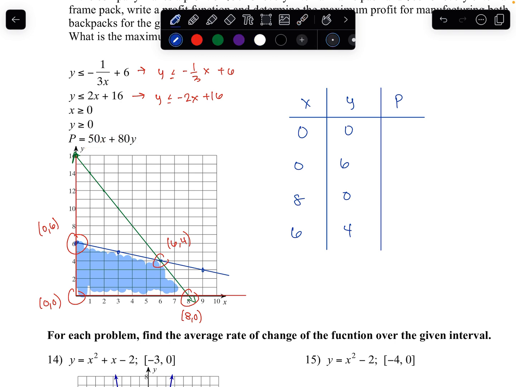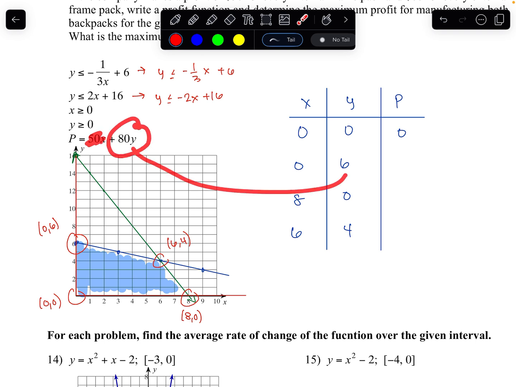So if I plug in 0 for x and 0 for y, those are going to be 0. If I plug in 0 for x, 50 times 0 is just going to be 0. If I plug in 6 for y, that's 80 times 6. I know 8 times 6 is 48, so 480.